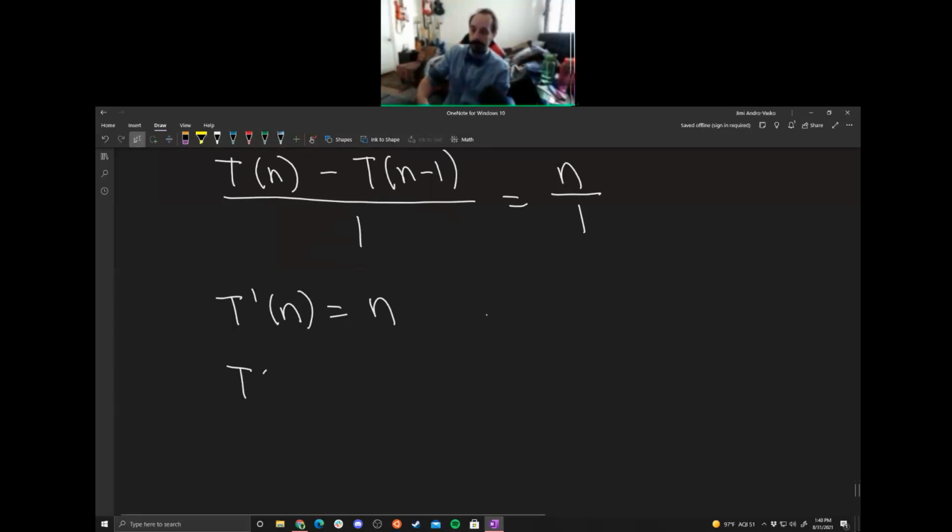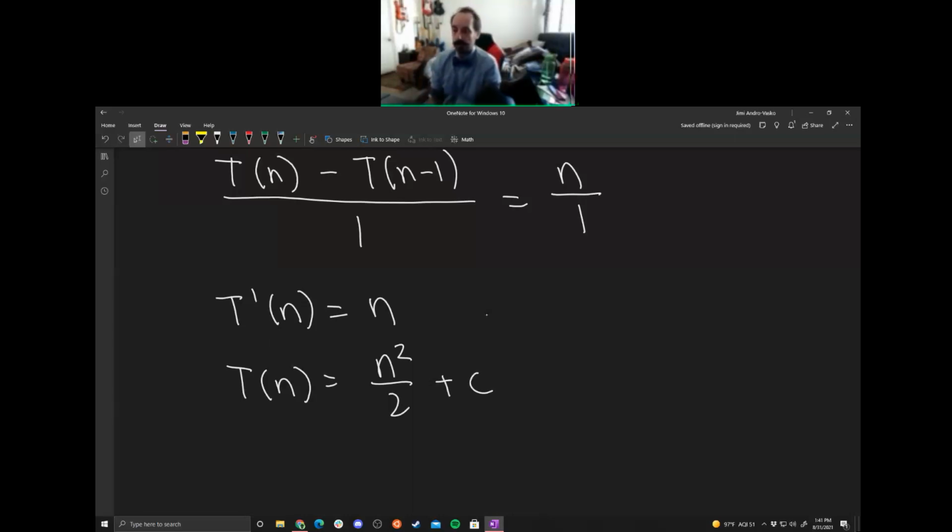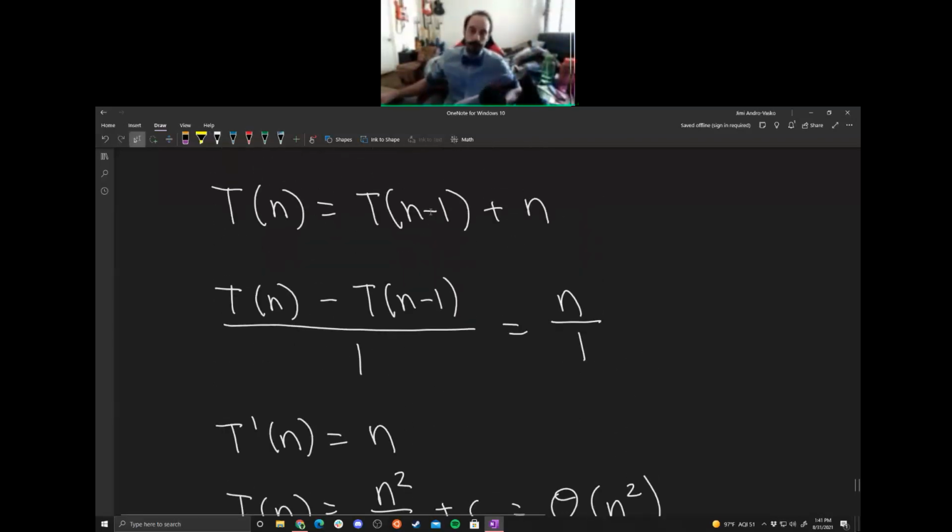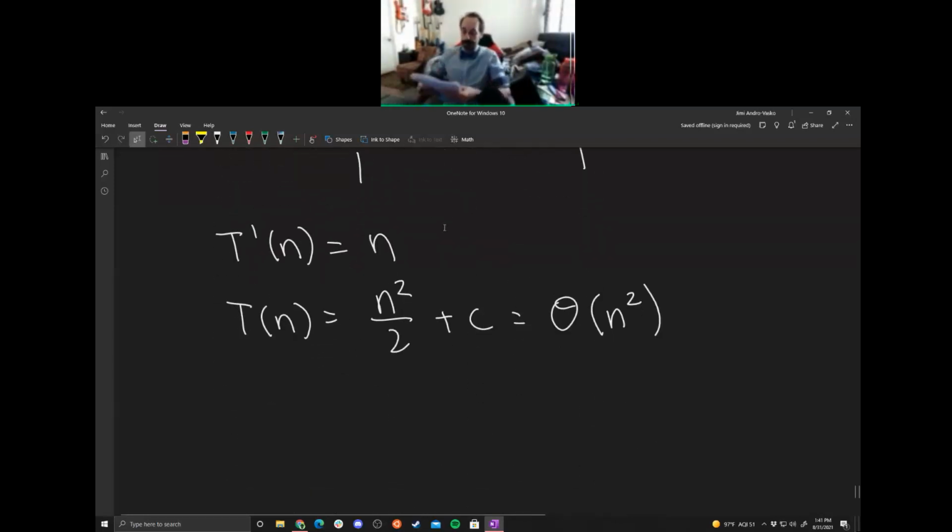The antiderivative will be T(n) = n squared over 2 plus some constant. That constant doesn't make any difference because for asymptotic analysis, that constant plays no role. Neither does the division by 2, which means it's theta of n squared. That's a nice trick, and it will be useful for the next problem. That's basically how we work these out. If you subtract by some value, the antiderivative mechanism solves the recurrence. Let's go over another one.